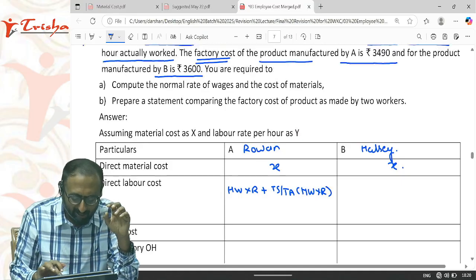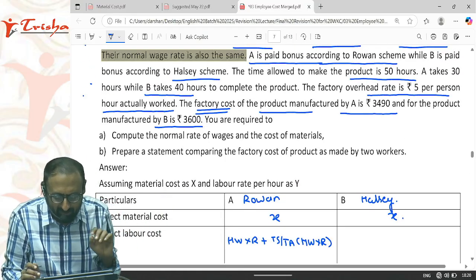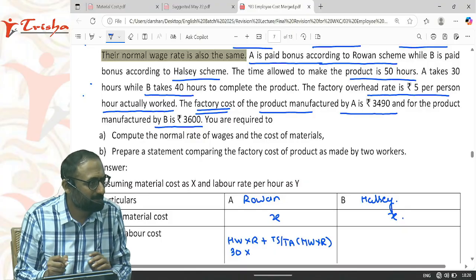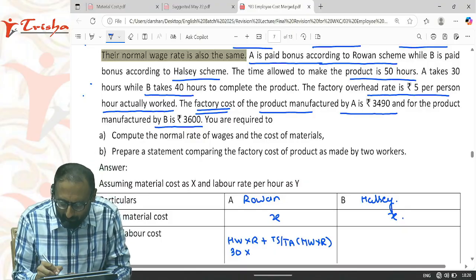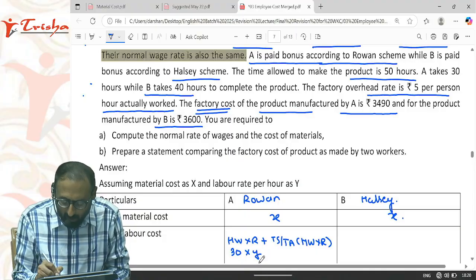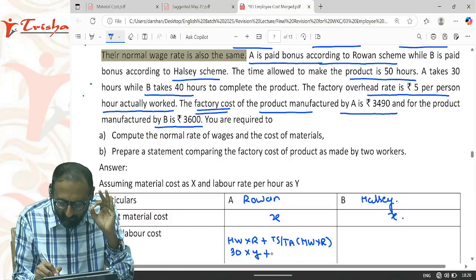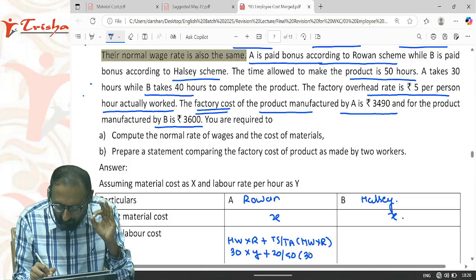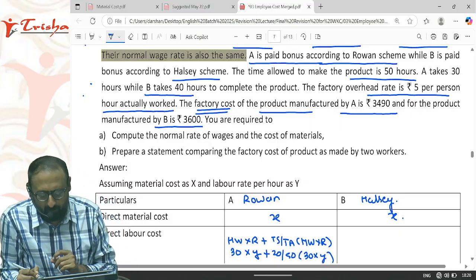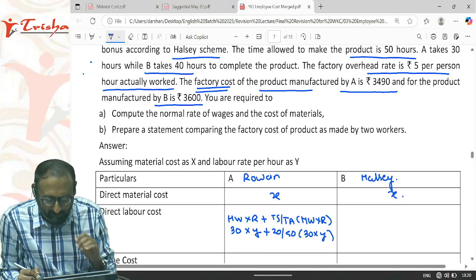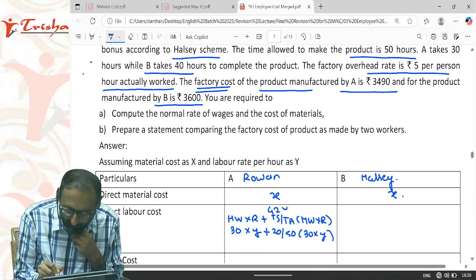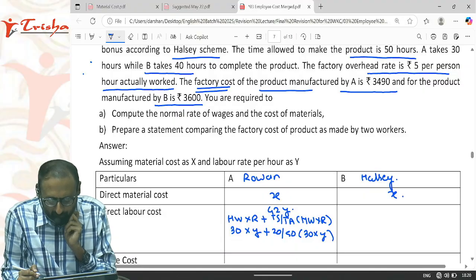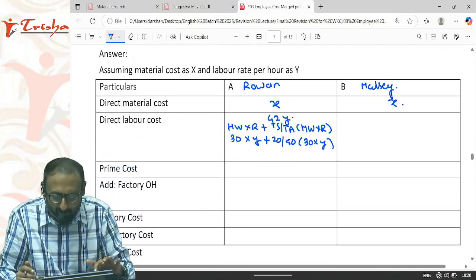A has taken 30 hours. We don't know the basic wage rate, so we have assumed it as Y. Plus time saved: A saved 20 hours out of 50 hours, multiplied by hours worked 30 multiplied by rate per hour Y. Now calculate: 30Y plus 20 upon 50 into 30Y. The answer comes to 42Y.